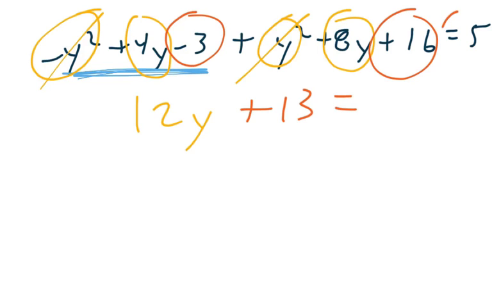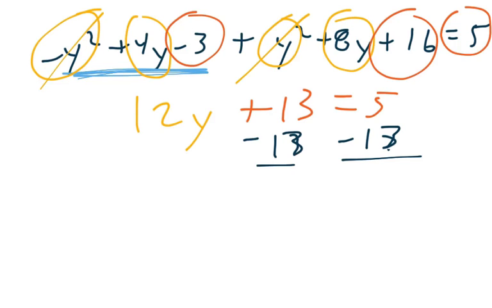And that's going to equal the 5 again. I can now solve for y. Let's go ahead and minus 13 both sides. So we're going to minus 13 both sides. Okay, that's a 13 there.